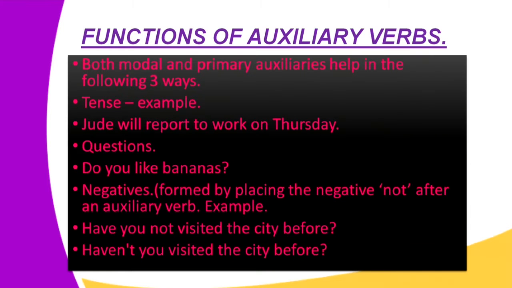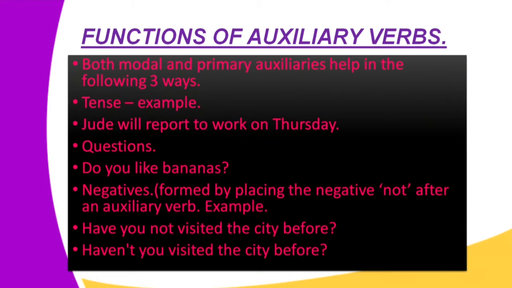Let's look at the use number 2, and we have questions. Auxiliary verbs help us form questions. We have the example: do you like bananas? The auxiliary do and the main verb like have been used in this sentence. Like is a main verb and do is an auxiliary verb that is being used to form a question: do you like bananas? That's the second function of auxiliary verbs.